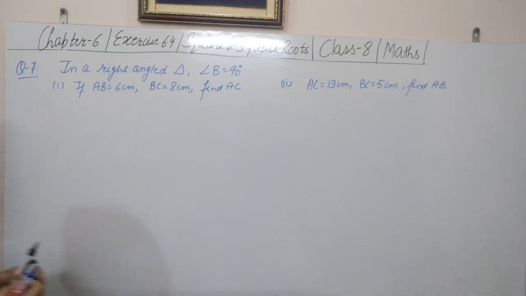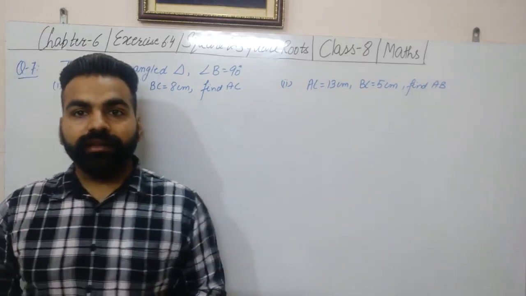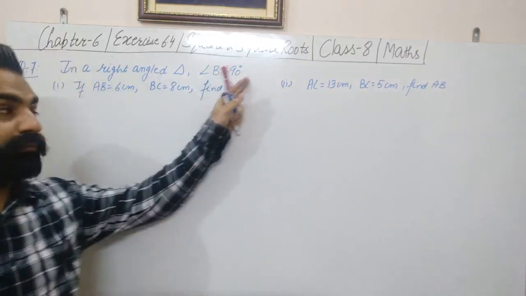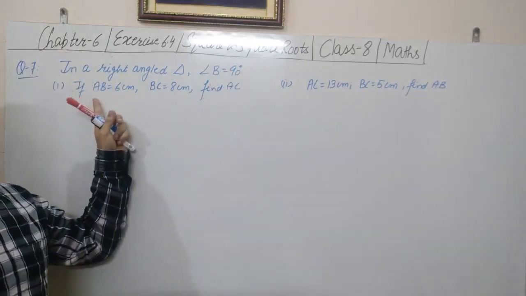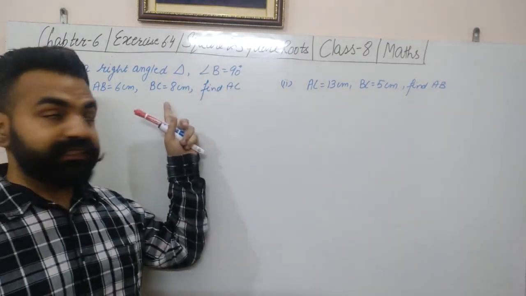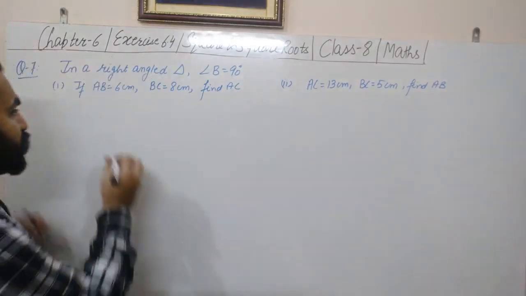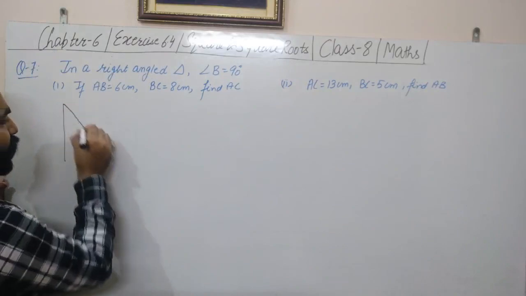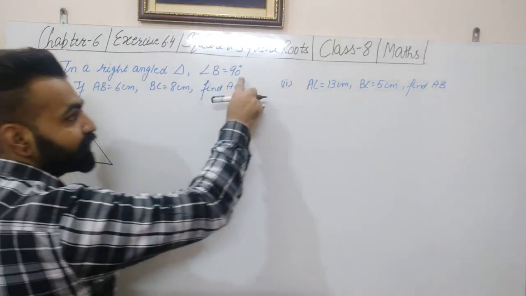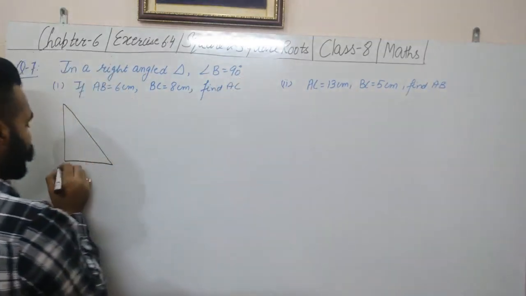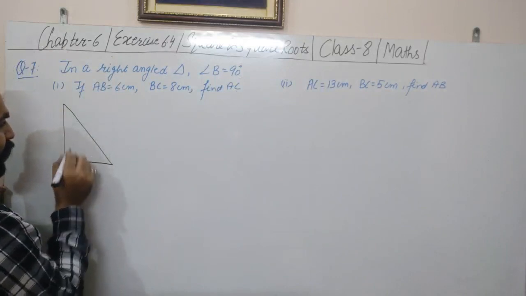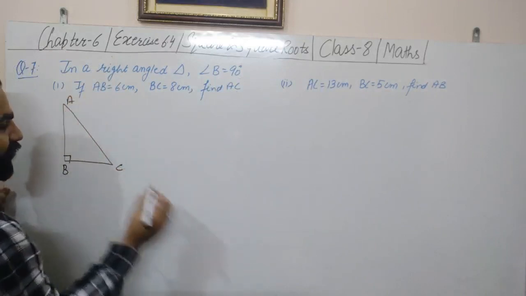So question number 7. In a right angle triangle, angle B is equal to 90 degrees. So first part, AB is given 6 centimeter, BC is given 8 centimeter. So we have to find the value of AC. So first of all, let us make a right angle triangle, and it is given that angle B is equal to 90 degrees. So this is 90, and we can take A and C here.